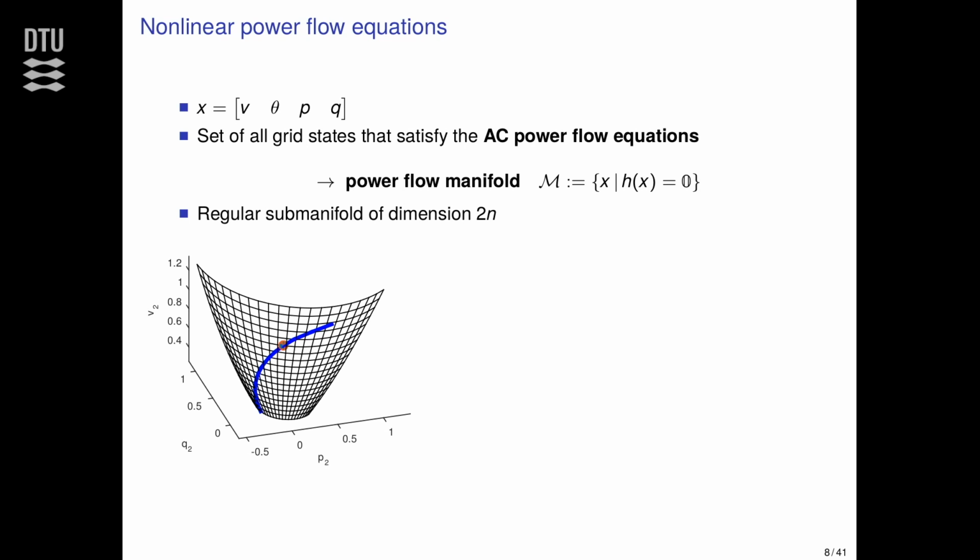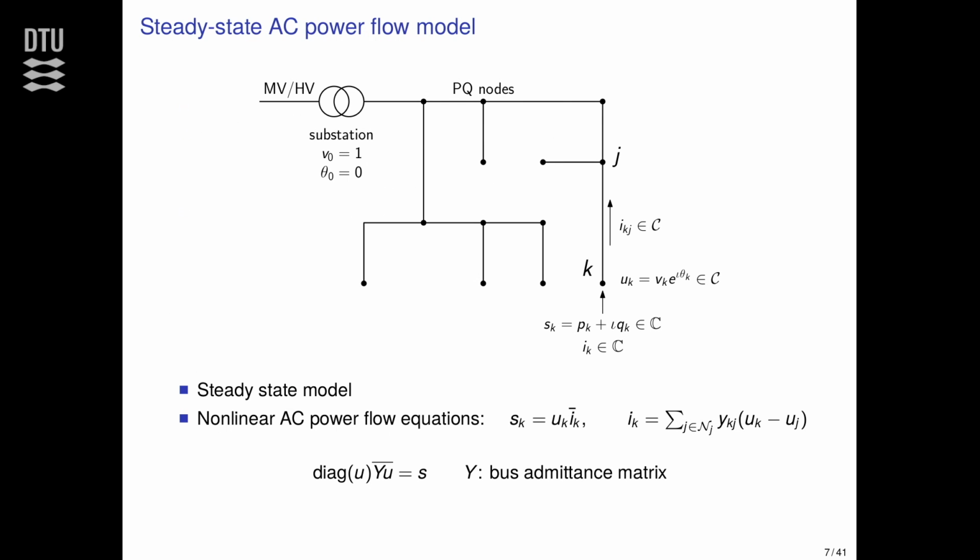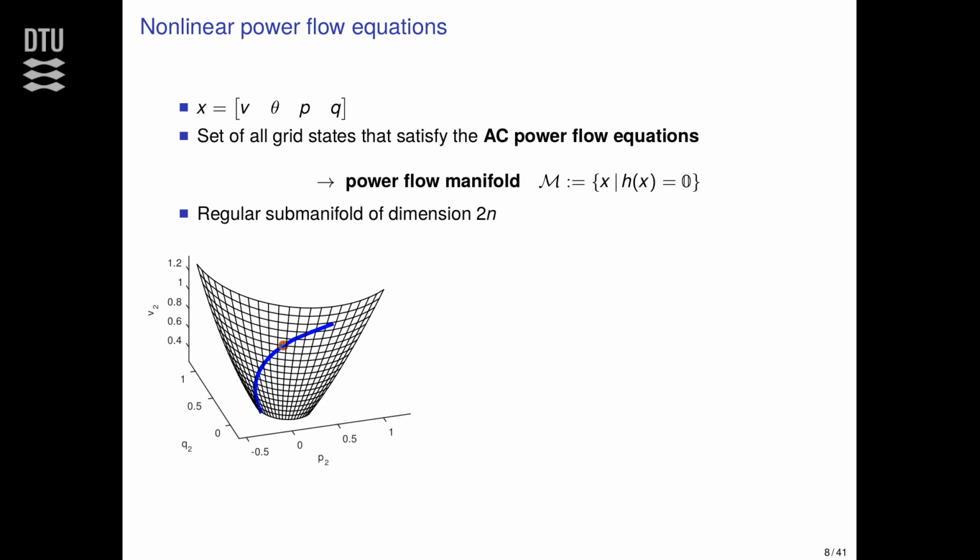Okay, so as I said, this is a set of nonlinear equations. So if x is the state of the grid, I put together the voltage, the angles, and the active and reactive power injections. Then these equations, h of x equal to 0, are a set of nonlinear equations that define a manifold, a subset of the entire state space, where these equations are satisfied. This is just a representation on a few variables in a 2-bus case, the simplest case. All points on this grid here are solutions of the power flow equations.